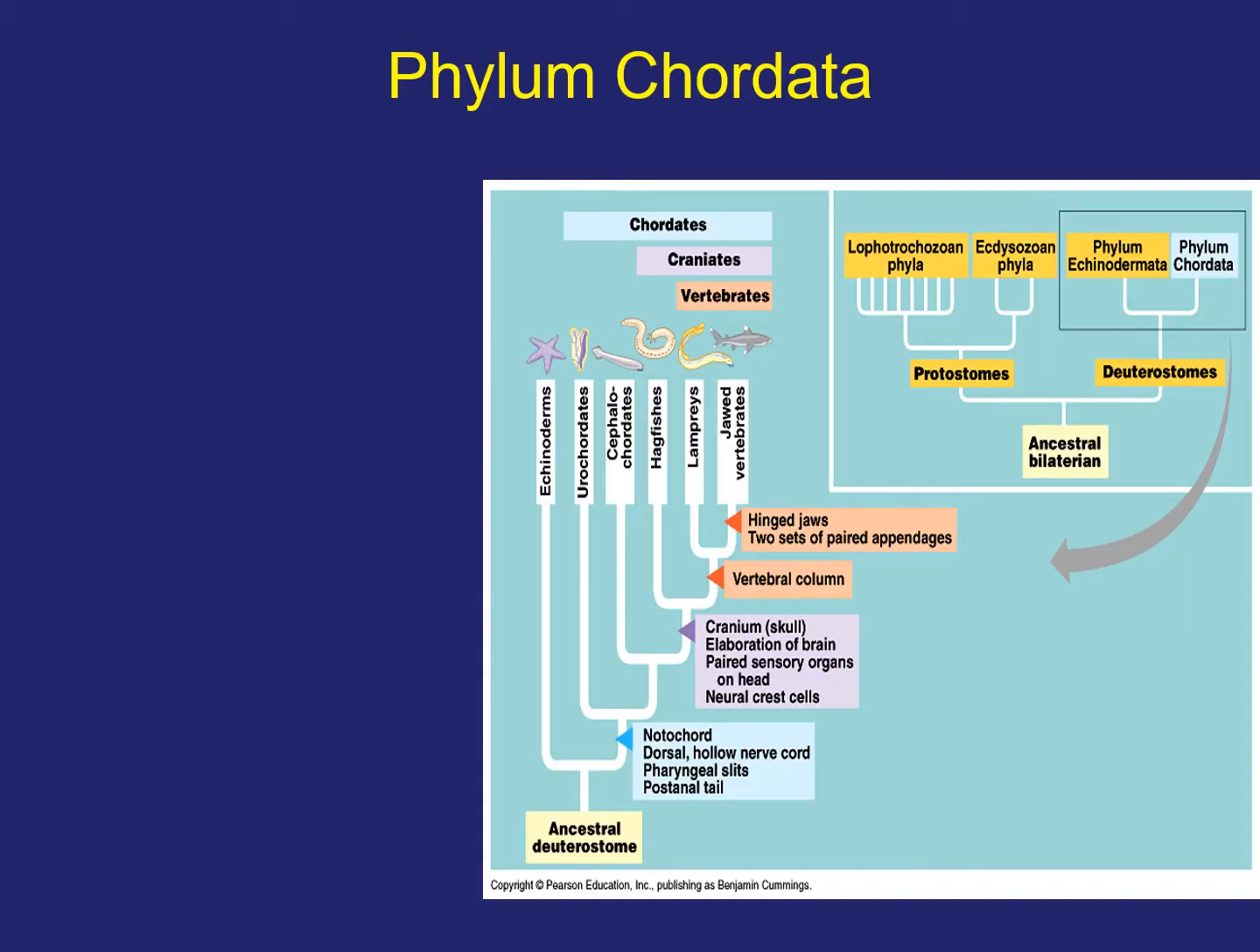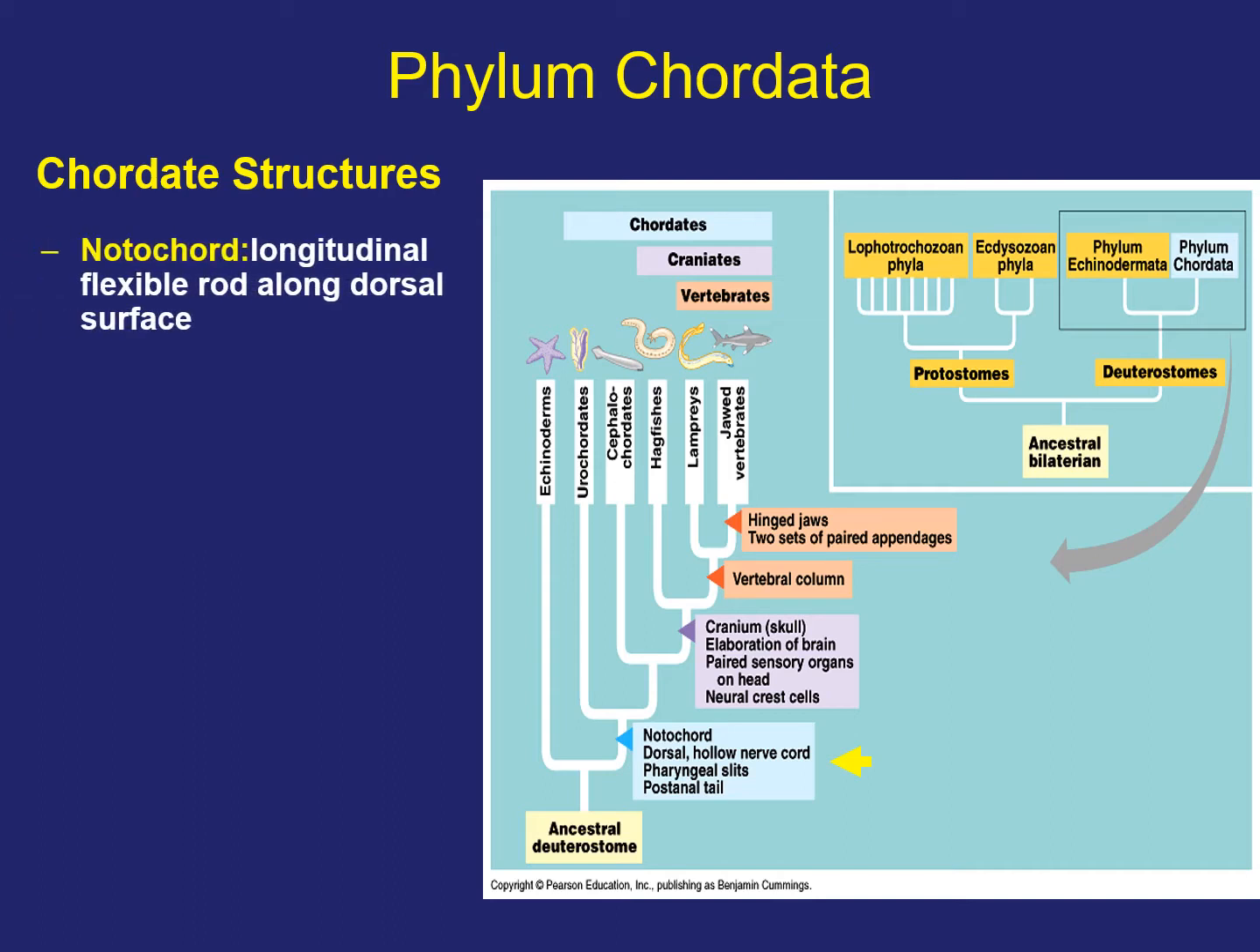Okay, so let's take a look at this group, and we'll look at the cladogram and look at some of the derived characters that they have evolved. So the chordate structures that are common to all of them include, like I mentioned, this notochord, which is this longitudinal flexible rod that's just below the dorsal surface of the animal. And this is going to be replaced by the vertebral column, specifically the bodies or centra of the vertebra, we'll come back to that, in vertebrates like ourselves.